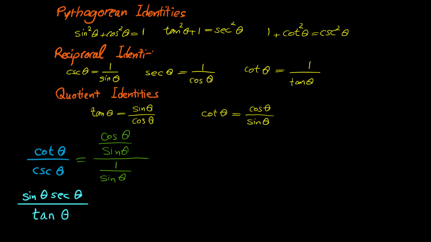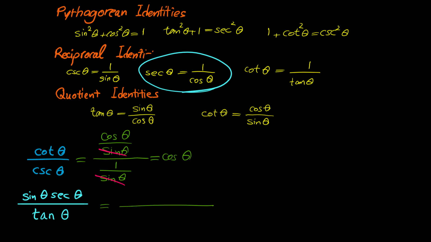But for this particular question, the best method is to notice that the denominators are the same, cancel them, and the answer is cosine theta. Now look at the next example. Sine theta secant theta over tangent theta. For secant, we have this relation. Secant is 1 over cosine. So it can be a good idea to replace secant with 1 over cosine.